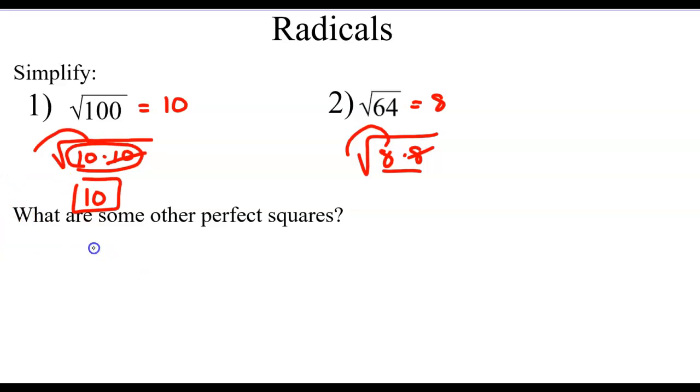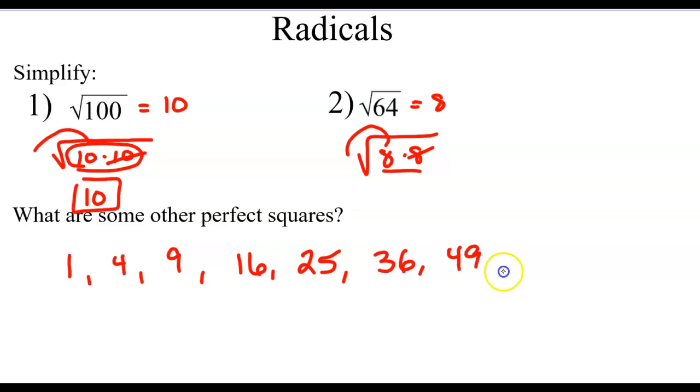What are some other perfect squares? Well, 1 times 1 is 1. 2 times 2 is 4. 3 times 3 is 9. 4 times 4 is 16. 5 times 5 is 25. 6 times 6 is 36. 7 times 7 is 49. So on and so forth. They go on forever, so there's an infinite amount of perfect squares.